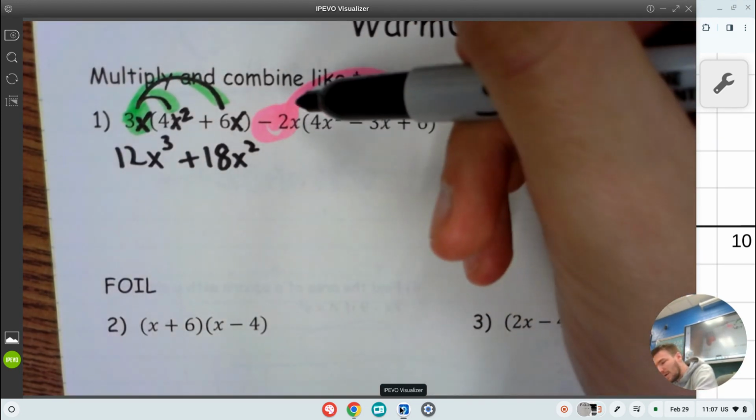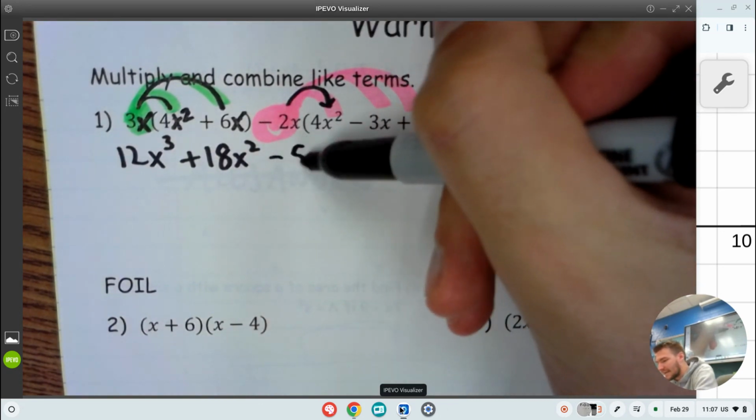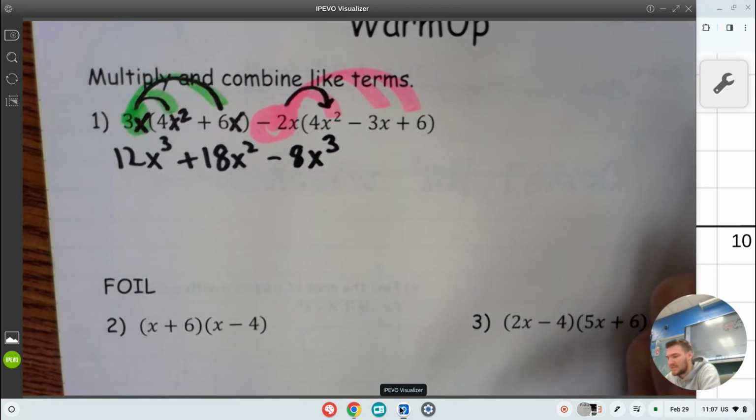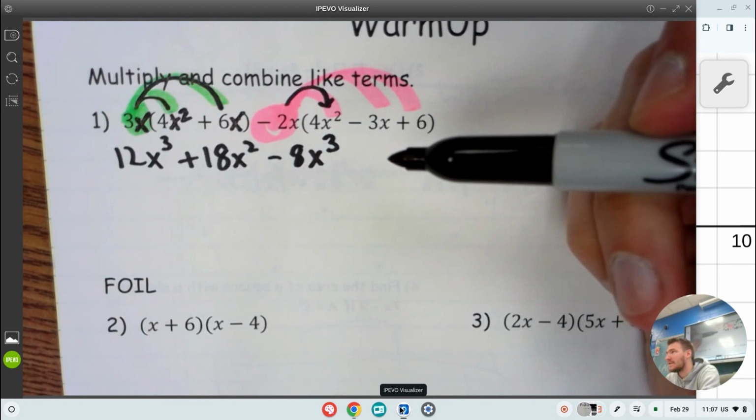So we're going to keep going. We're going to get to this third one. Negative 2 times 4 is negative 8 x cubed. It's x cubed because we have 2 x's and we're gaining 1.